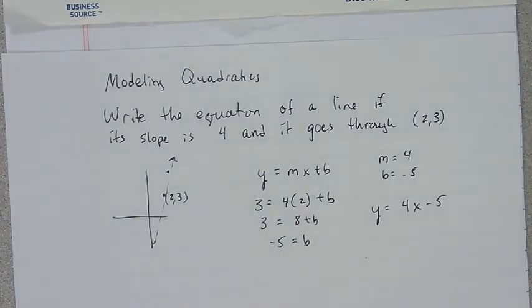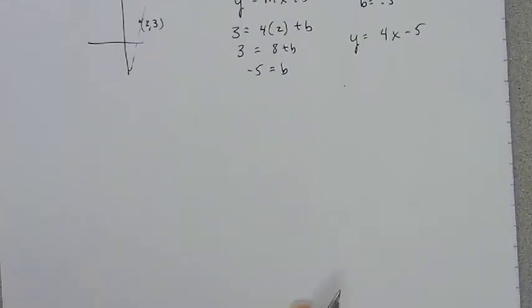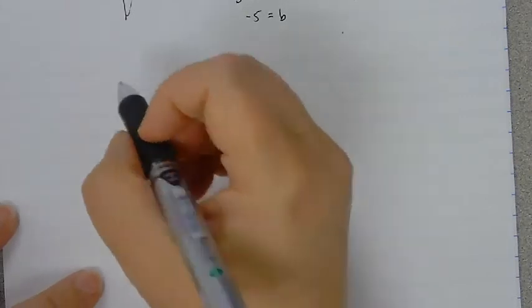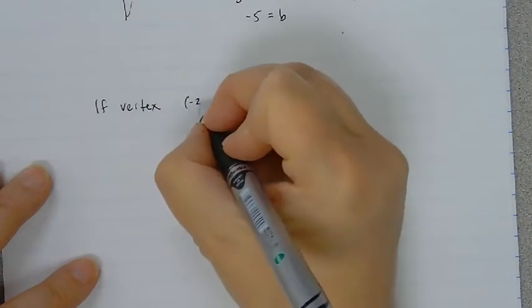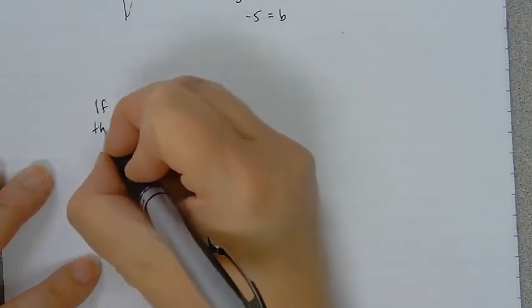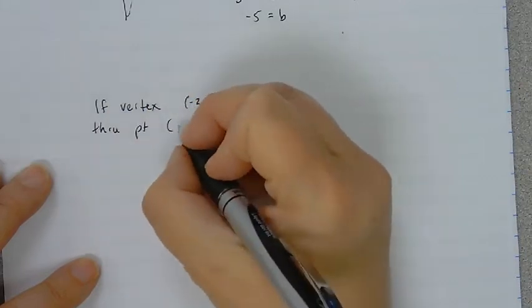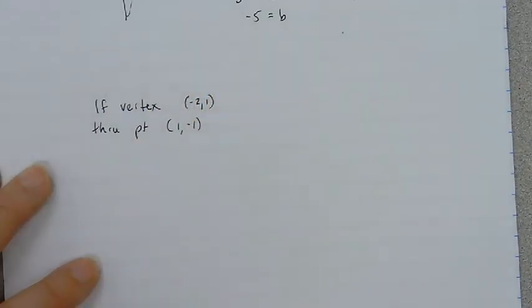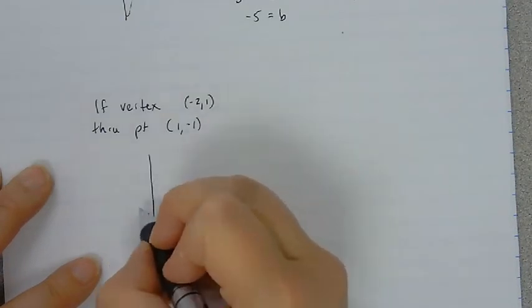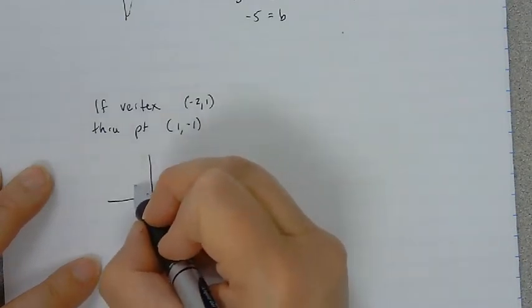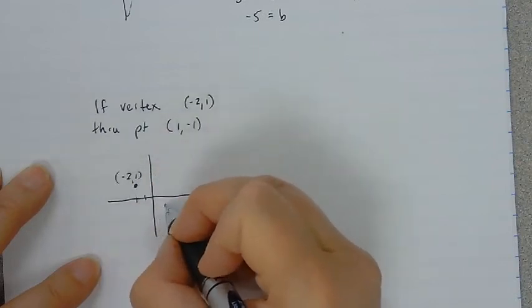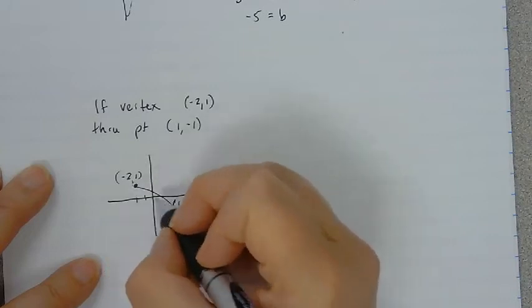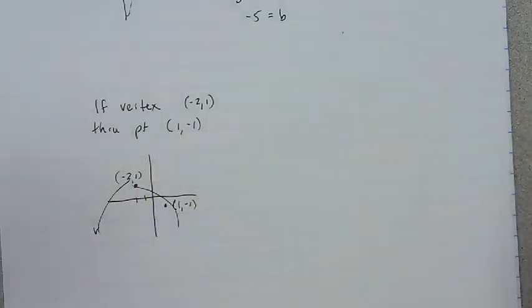So if we know how to do this with a linear equation, we can also do this with quadratic equations. So I'm going to start with given information and see if I can write an equation. So if I know the vertex is at -2, 1, and it goes through the point 1, -1, I want to try to write the equation. So here's a little picture of what this looks like. It has vertex -2, 1, and it goes through the point 1, -1. So I want to try to write the equation of the quadratic that goes through those points.